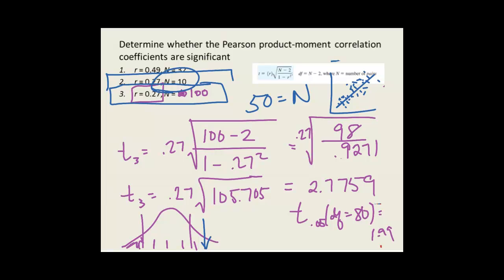All right, so now you know how to calculate whether a null hypothesis should be rejected or retained for both comparing means and for Pearson product correlation.